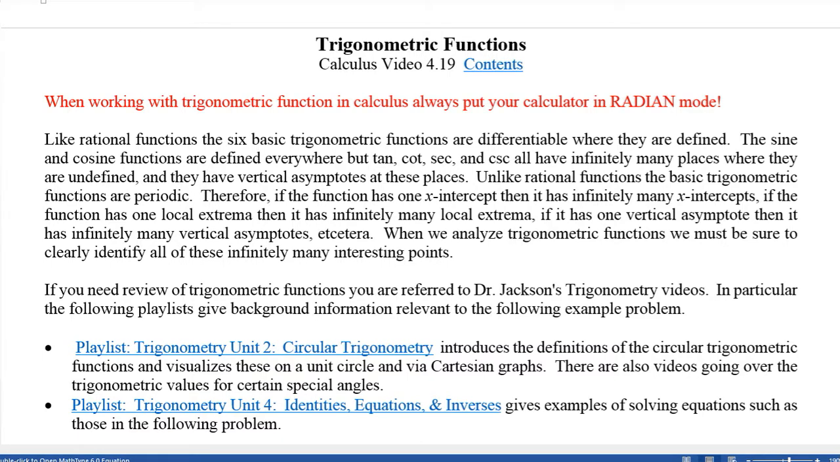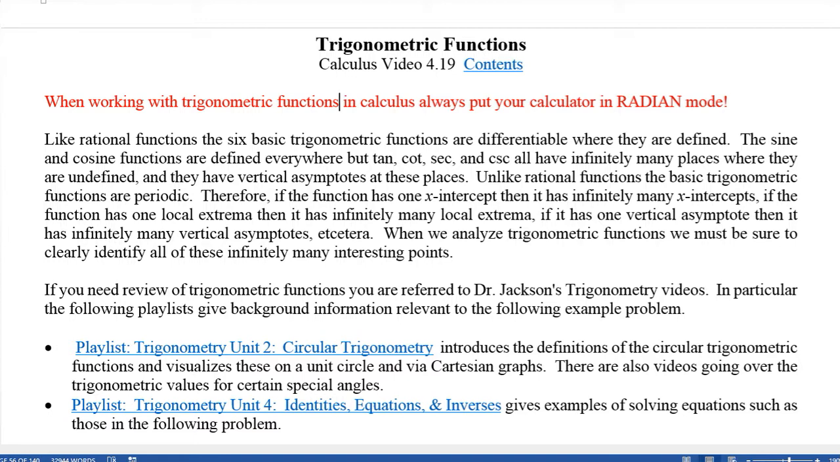In this video, we're going to talk about trigonometric functions just a little bit and using calculus and precalculus to analyze their graphs. So the first thing you need to remember when working with trigonometric functions in calculus is to always put your calculator in radian mode. So be sure that you do that first, okay? Always the input is in radians in calculus. Or at least almost always.